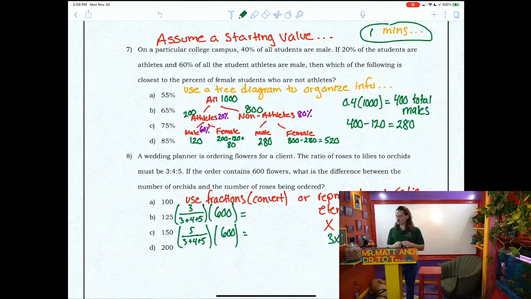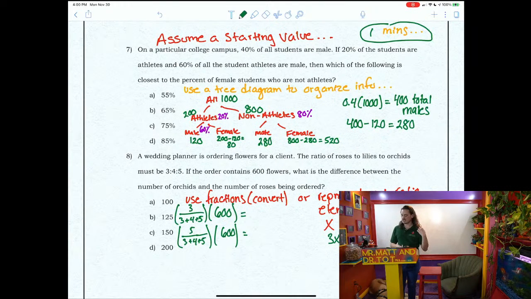So if 20% of the students are athletes, then 80% of the students are non-athletes. If 60% of the student athletes are male, that means that 40% of the student athletes are female. Then, which of the following is closest to the percent of female students who are not athletes? So what we can do is break this information up into a tree diagram, starting with the entire student population.